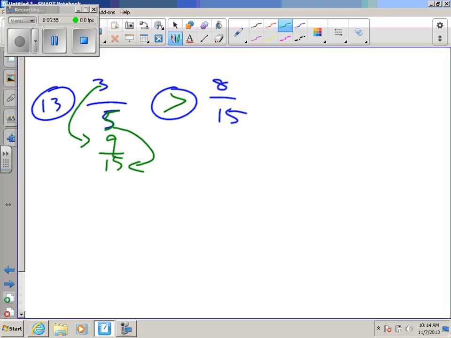So 1 through 16. Monday. That's it. Don't worry about the 5 through 8 where it says tell whether they are relatively prime. Don't worry about that. We just do it. So 1 through 16.